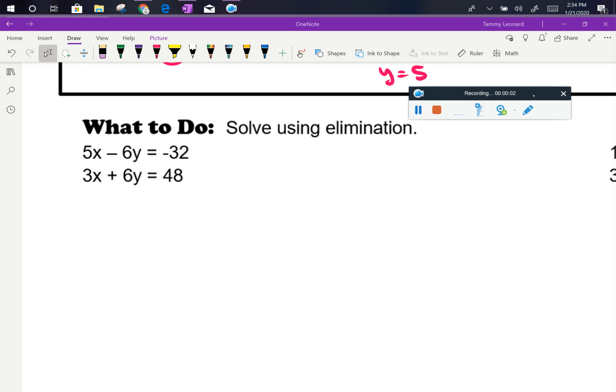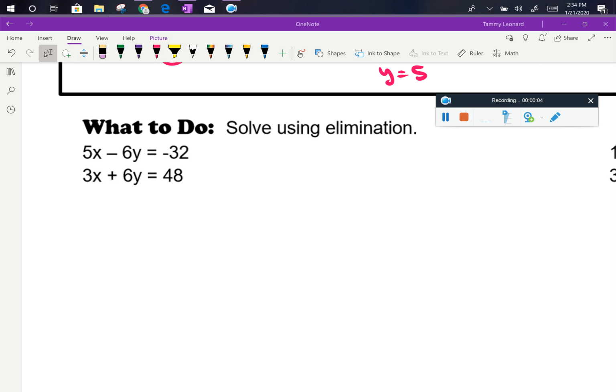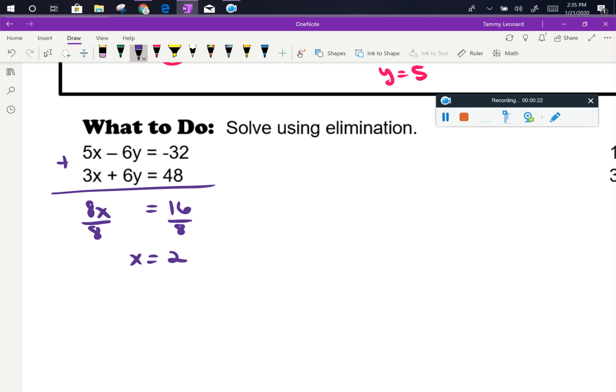Taking a look at this first problem, we're looking for an opposite match, and we see one on the y's. We've got a negative 6y and a positive 6y. So we can go straight to the next step of adding the two equations together. 8x equals 16. Now we can solve for x. We'll divide both sides by 8 to get x alone, and x is equal to 2.